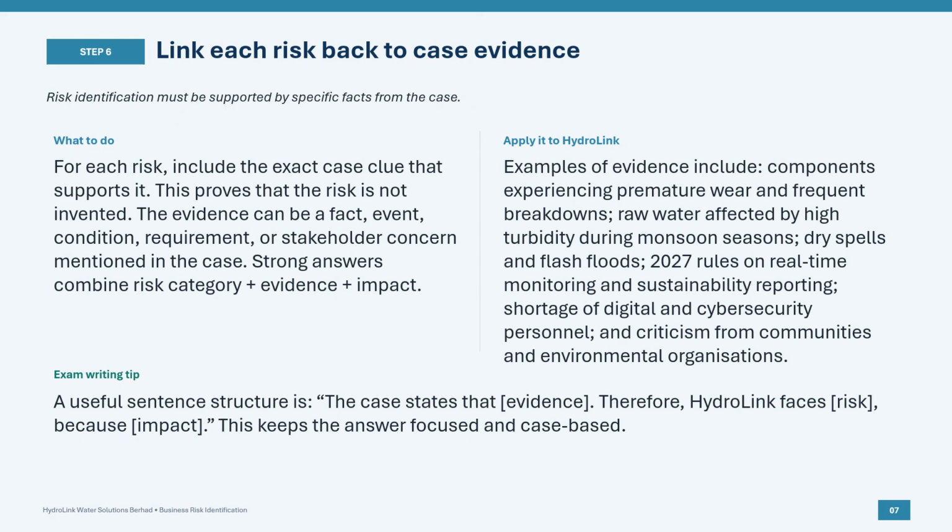Step number 6: link each risk back to the case evidence. For each risk, include whatever case facts can support your finding. Please explain it, so this will prove that the risk is not invented. The evidence can be a phase, event, condition, requirement, or stakeholder concern mentioned in the case.